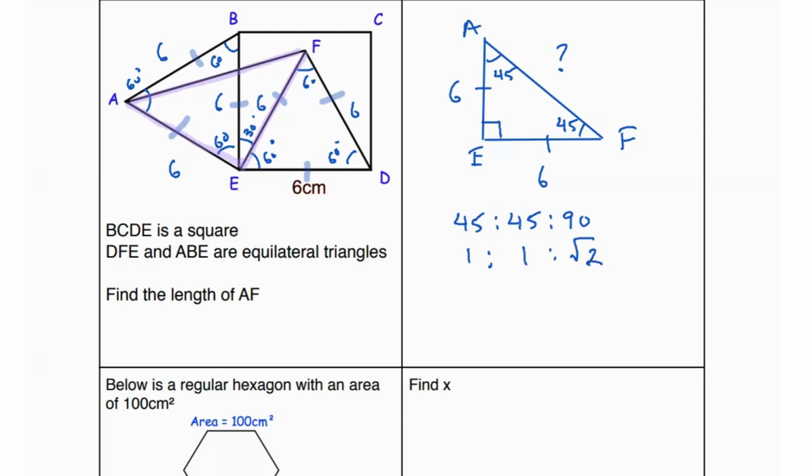Hence, the length of AF is going to be 6 root 2 centimeters. Why 6 root 2? Because this is 6, AE is 6, and EF is 6. So that means AF would be 6 times root 2, and that's 6 root 2.